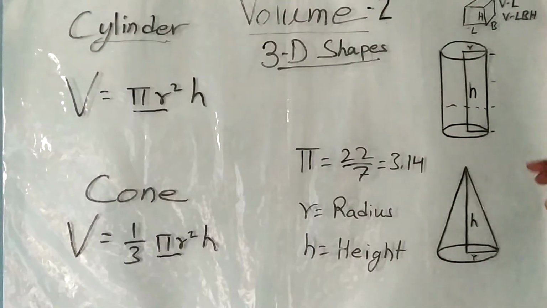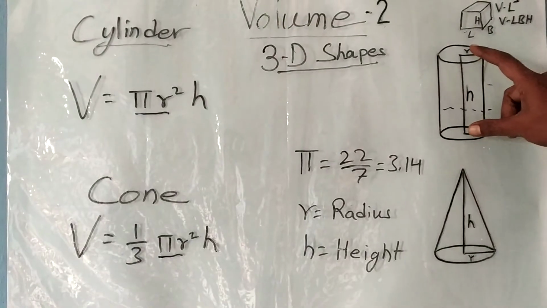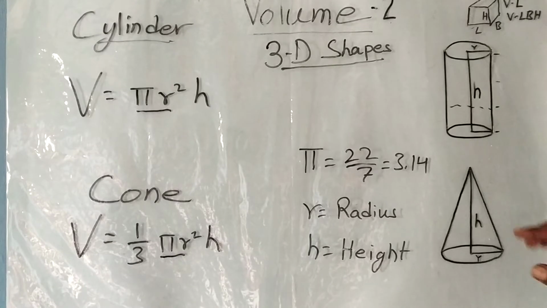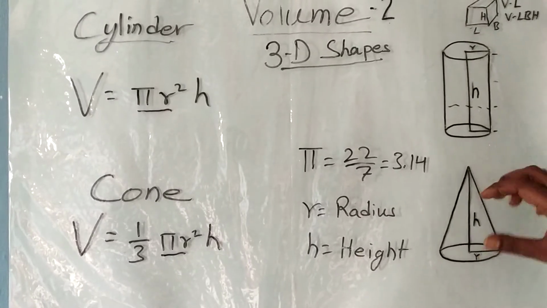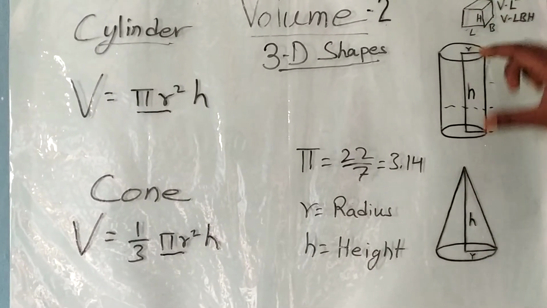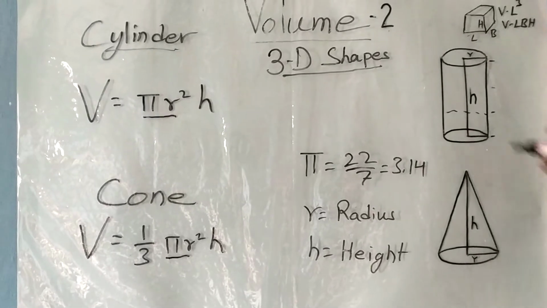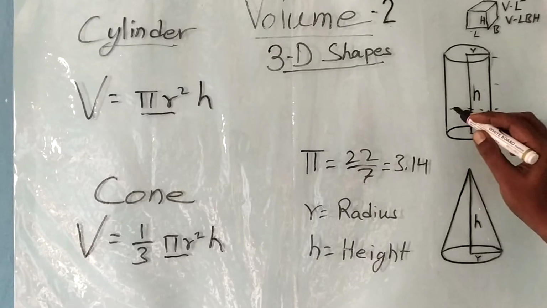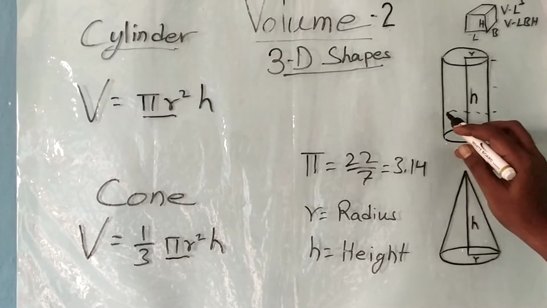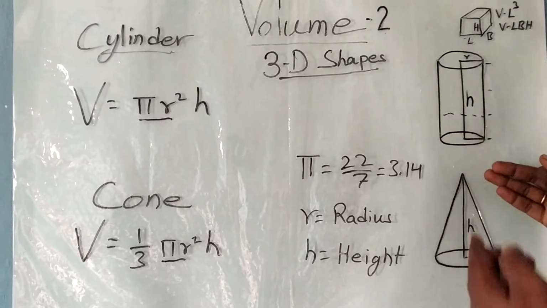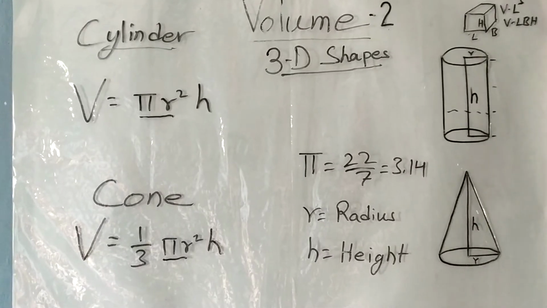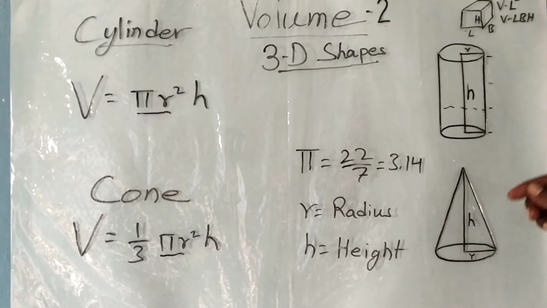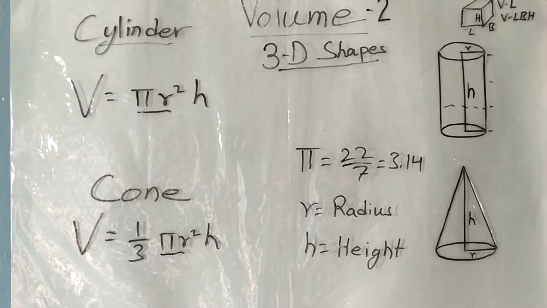Suppose imagine that the height of the cylinder and the height of the cone is the same. Then if we fill this cone with water and pour it into the cylinder of the same height, it will reach up to 1/3. First portion, second portion, third portion is there. The water level will reach up to here. This will be the volume of the cone. So the volume of a cone with the same height is 1/3 of the volume of the cylinder.